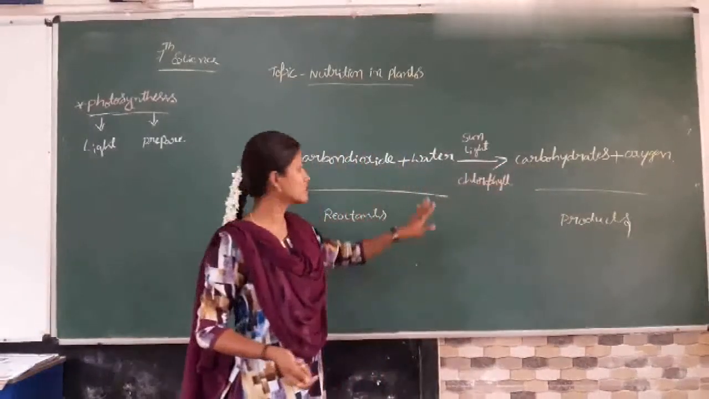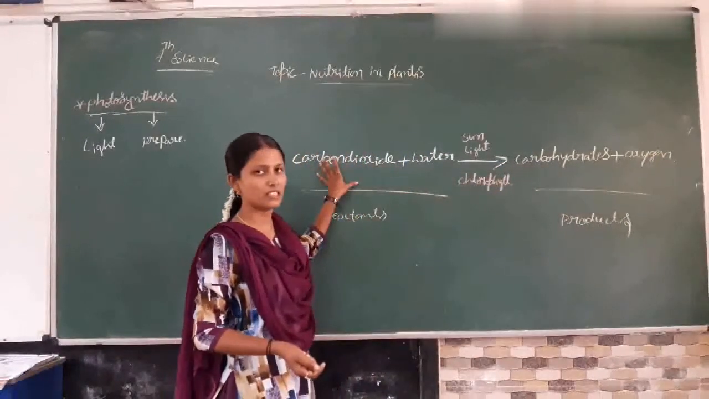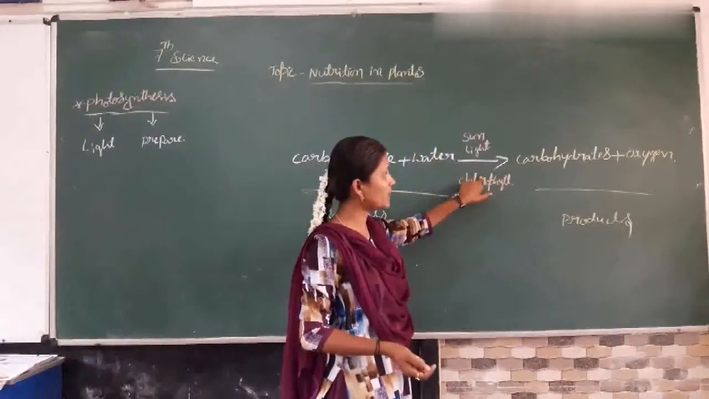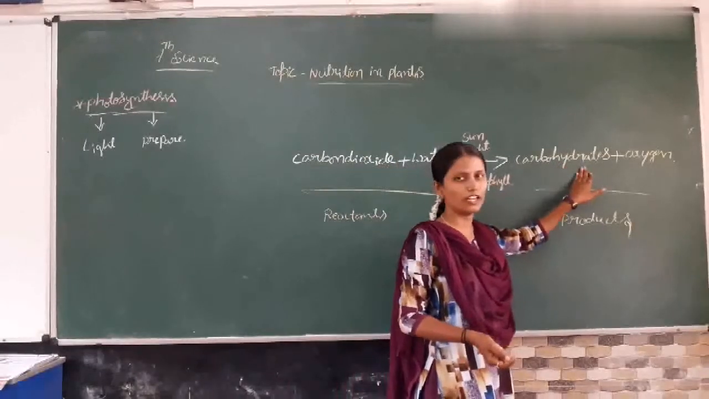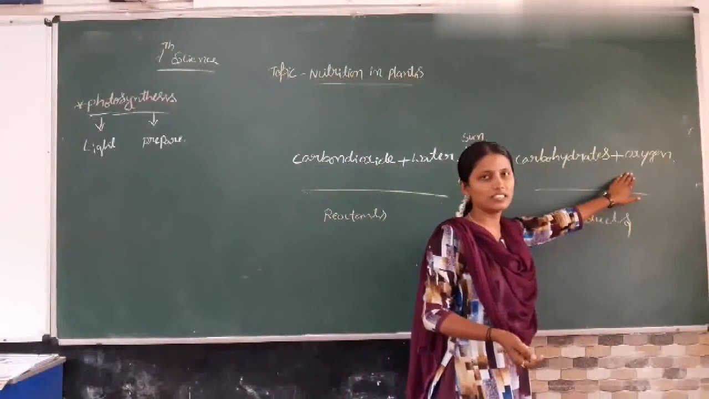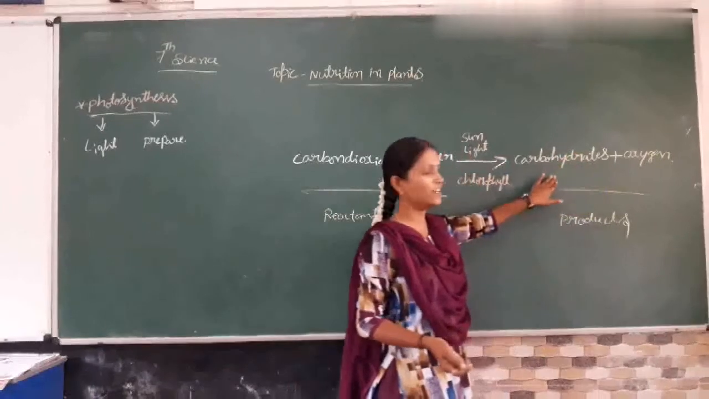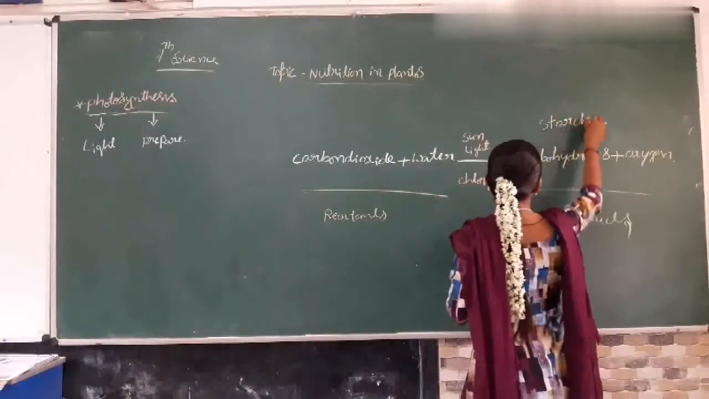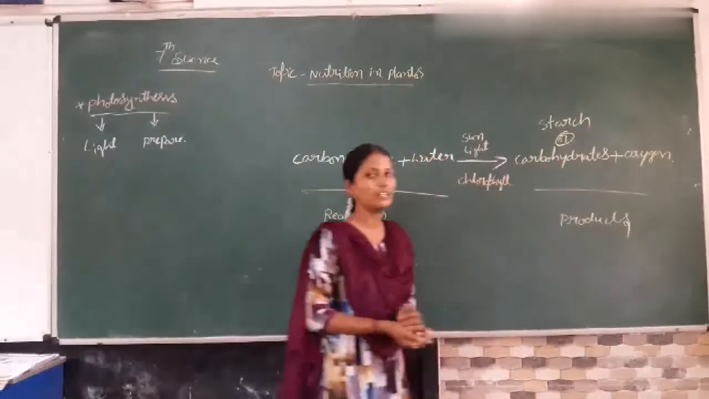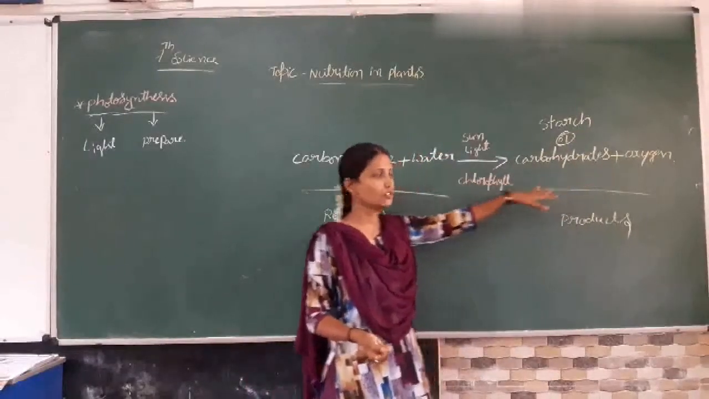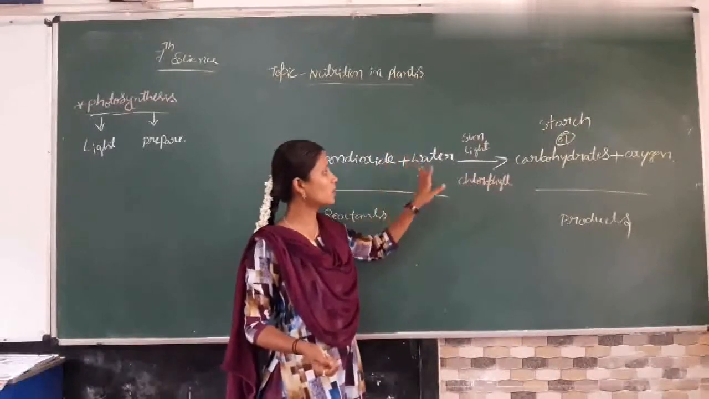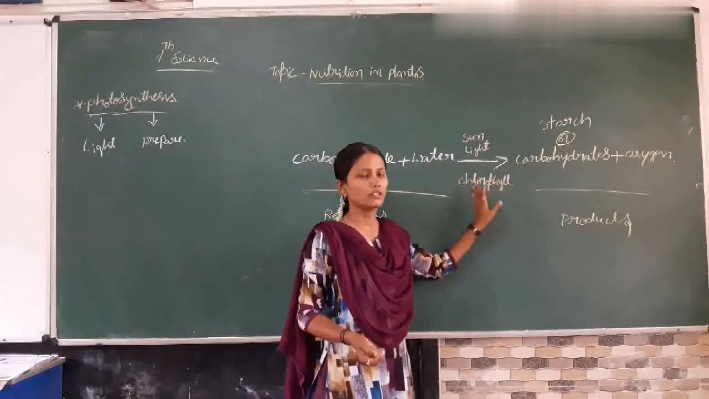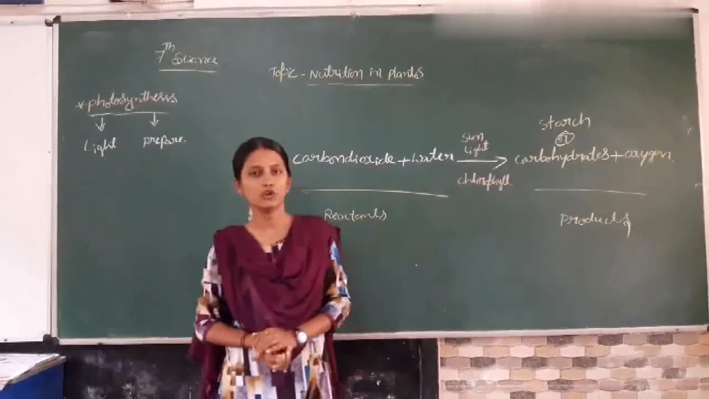During the photosynthesis process, the plants use carbon dioxide and water in the presence of sunlight, giving rise to carbohydrate. With that, oxygen gas is released. Carbohydrate is also called starch. So food is prepared by using carbon dioxide, water and sunlight in the presence of chlorophyll. This process we call photosynthesis.